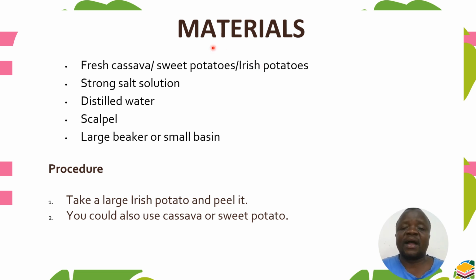in actually living tissues. For example, one would need the following materials: fresh cassava, can use sweet potato, Irish potatoes, can use salt, strong salt solution, can also use distilled water, and a scalpel. A scalpel is a cutting material in the laboratory. We also need a large beaker or a small basin. These are the materials that one can use to demonstrate that osmosis is really taking place in living tissues.